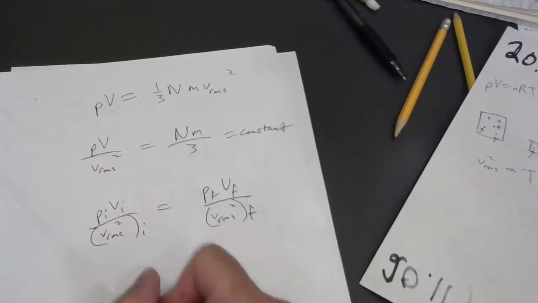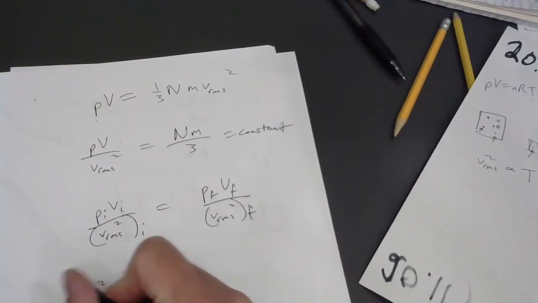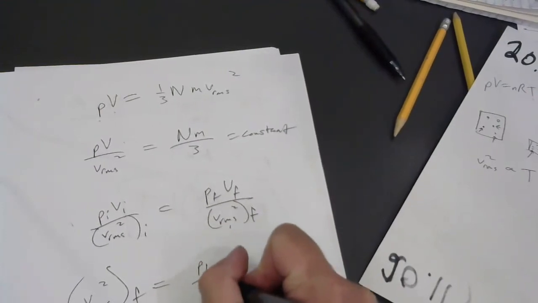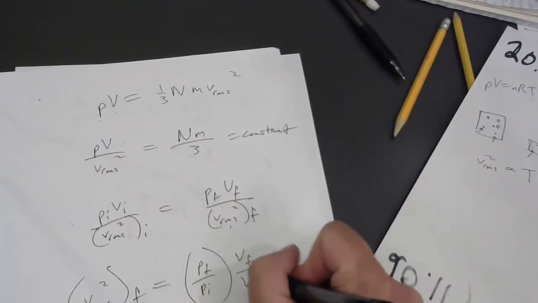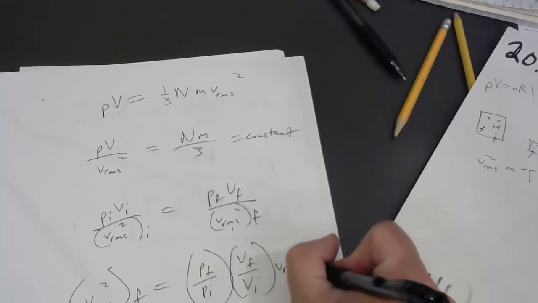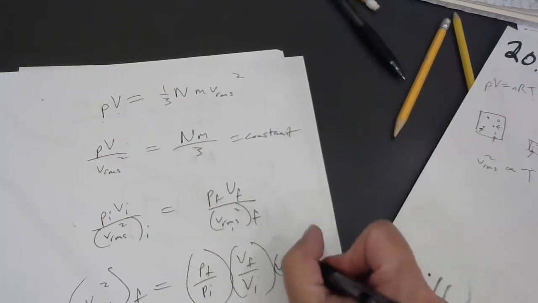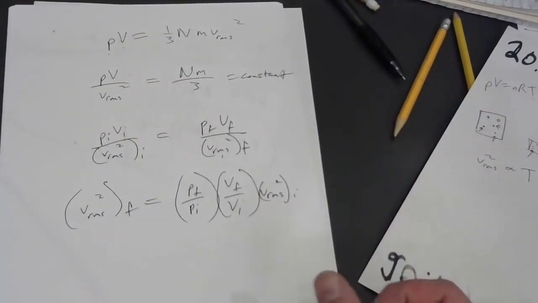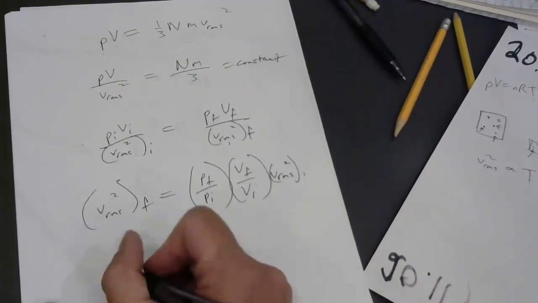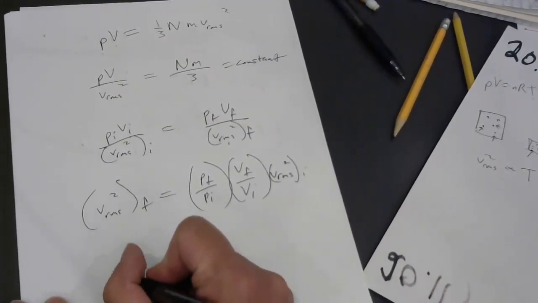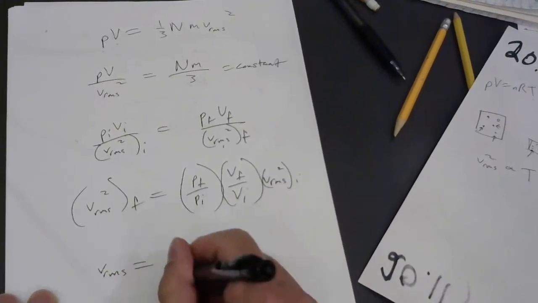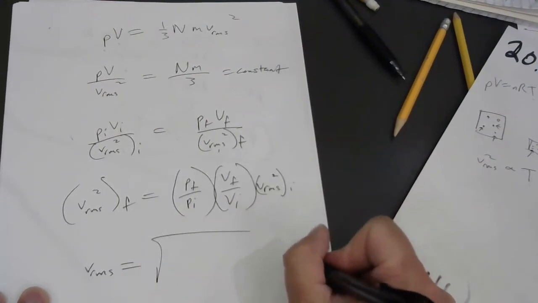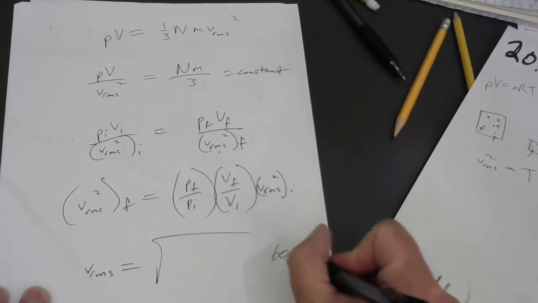Pardon me. So let's move some stuff around. VRMS squared final, I'm moving this over here. That would be pressure final over pressure initial times volume final over volume initial times VRMS squared initial. A lot of algebra here. And finally, we can take the square root of both sides. VRMS final equals the square root, and once we've taken the square root, this just becomes the original VRMS of 600.